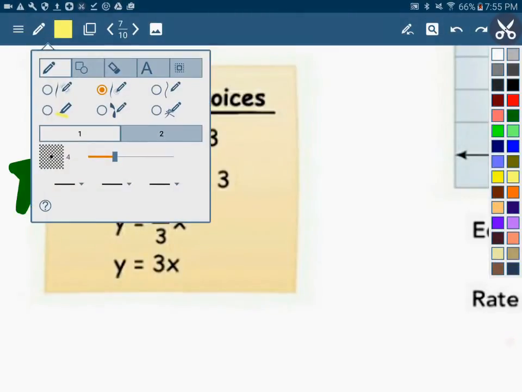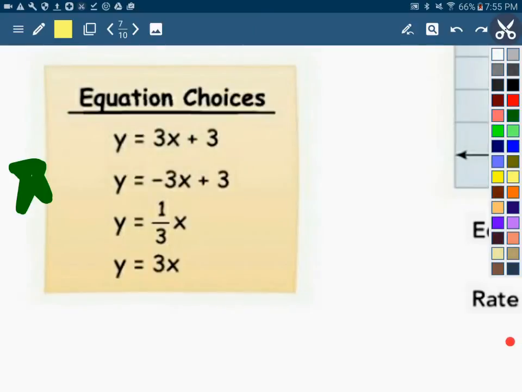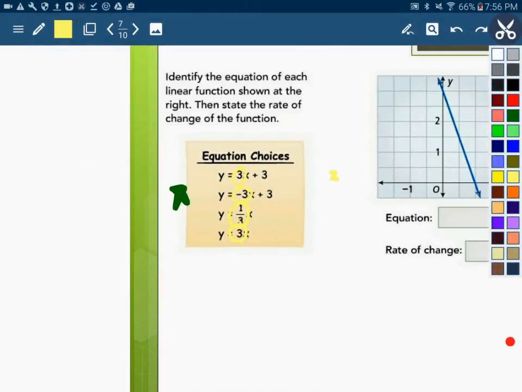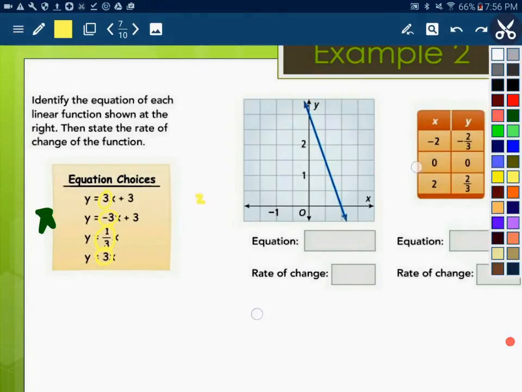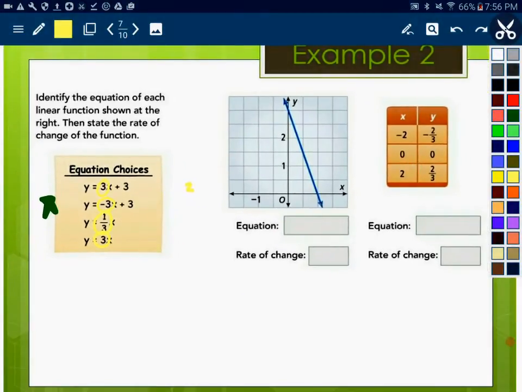Let me get a little smaller of a pen here. Okay, 3. I don't know why my pen size isn't changing. Get a little bit smaller, see if that helps. Okay, and the rate of change in the second equation is -3. The rate of change in the third equation is 1/3, and the rate of change in the fourth is 3. So let's try to figure out what the rates of changes are in both this graph and table, and then I can figure out the equation.